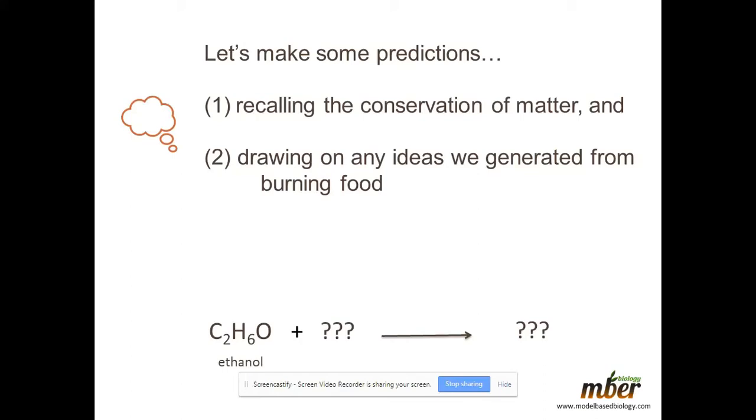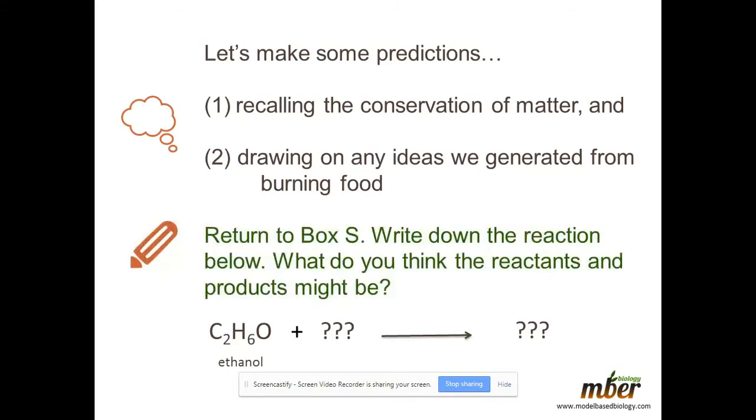Okay? So you're going to go back to Doodle Box S, write down the reaction below. This is the formula you should have figured out or eventually looked up. What do you think the reactants and products might be? Okay? What do you think the reactants and products might be?